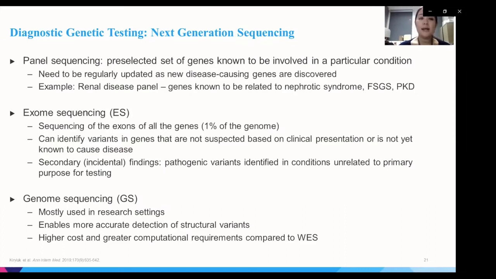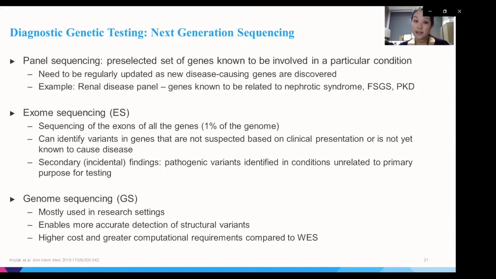And of course, these need to be regularly updated as new disease-causing genes are discovered. So a panel that was done in 2020 may be very different, or may have more genes added to it in 2025. So those are important things to keep in mind with panel sequencing.